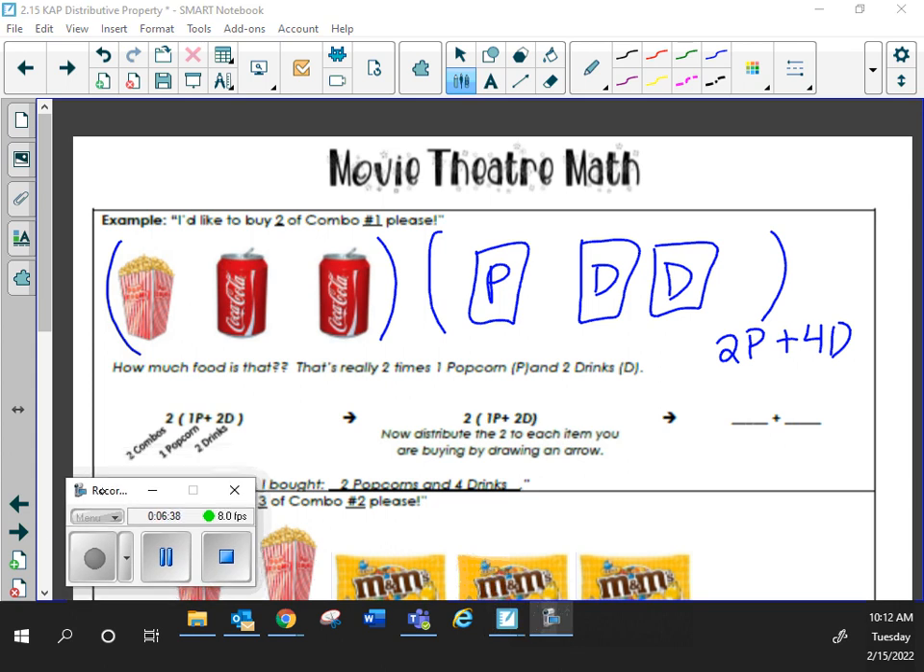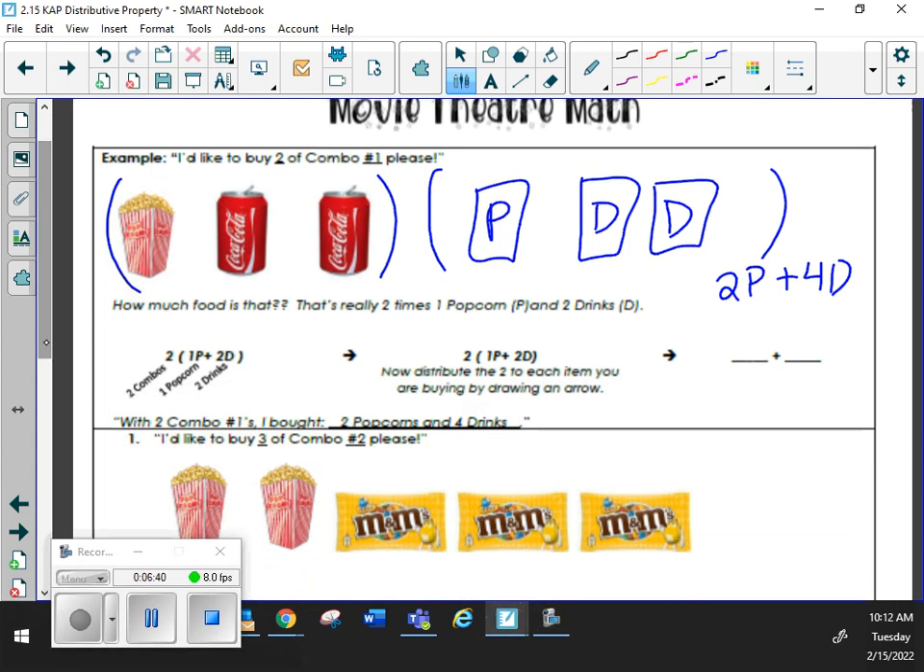Let's look at the math behind it. Again, it's saying I want 2 combos, or 2 combos of the number 1s. In the parentheses is what's included in just 1 number 1. Okay, 1 popcorn and 2 drinks. Do y'all agree with that statement? Looking at the math of it, if I have 1P plus 2D, I cannot add those things because they are unlike terms. Popcorn and drinks, I cannot say, oh, that's 3. No, it's 1 popcorn and 2 drinks.